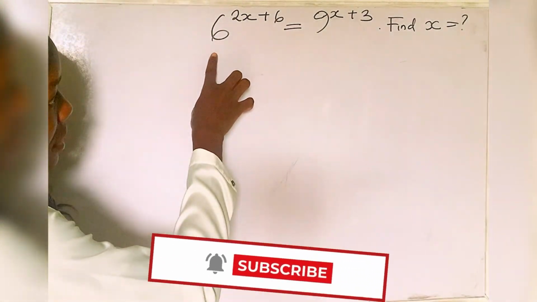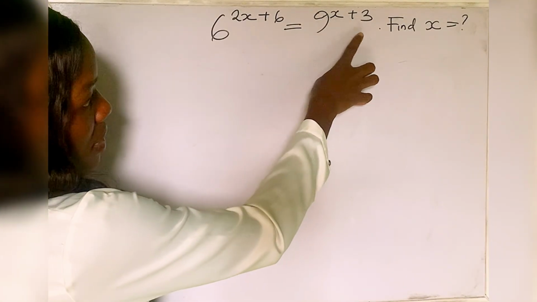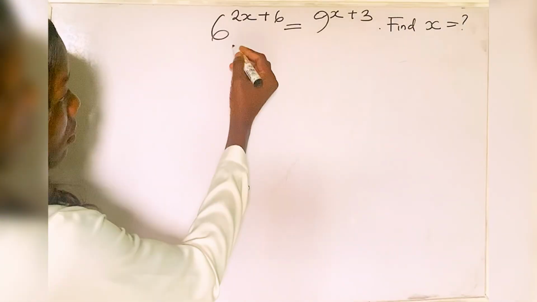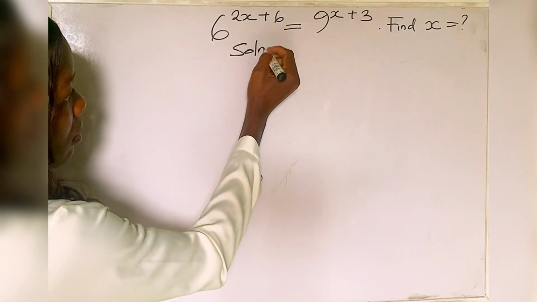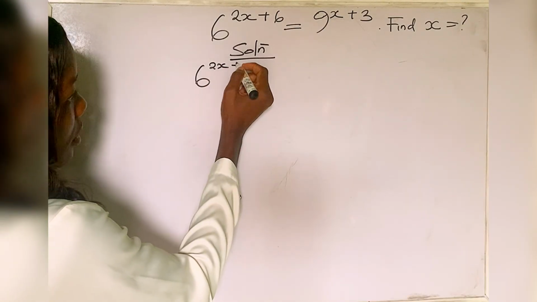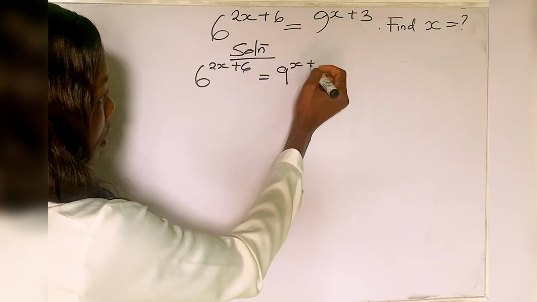Today we have 6 to the power of 2x plus 6 is equal to 9 to the power of x plus 3. Find the value of x. Okay, so let's solve it. Solution: 6 to the power of 2x plus 6 is equal to 9 to the power of x plus 3.